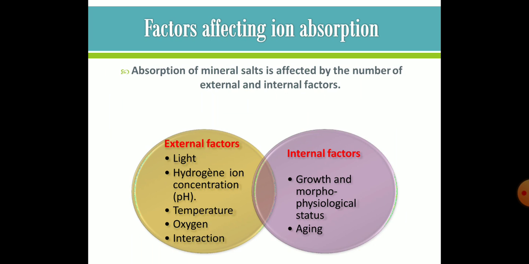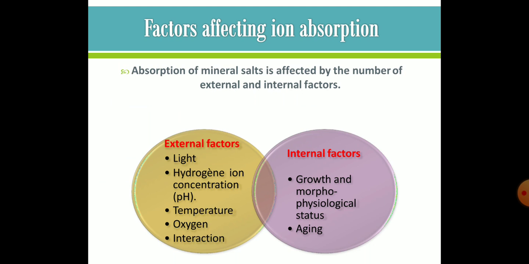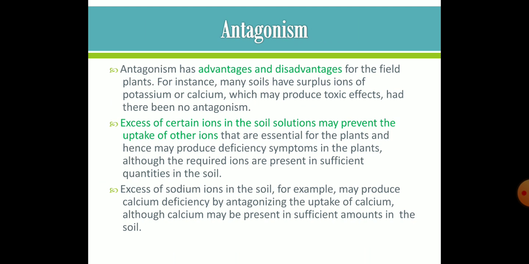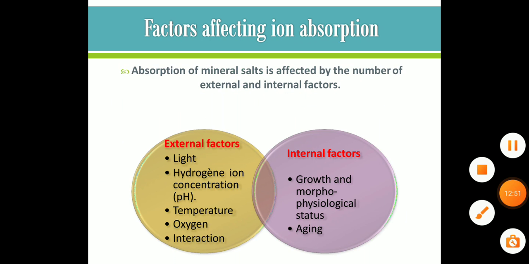The last concept is the factors affecting ion absorption. There are various factors that affect ion absorption, the external factors and the internal factors. The external factors may be light, hydrogen ion concentration, that is pH, temperature, oxygen and interaction. The internal factors are the morphophysiological factors and the aging factor of the plant. We will study this antagonism and other properties of ions in the next class.